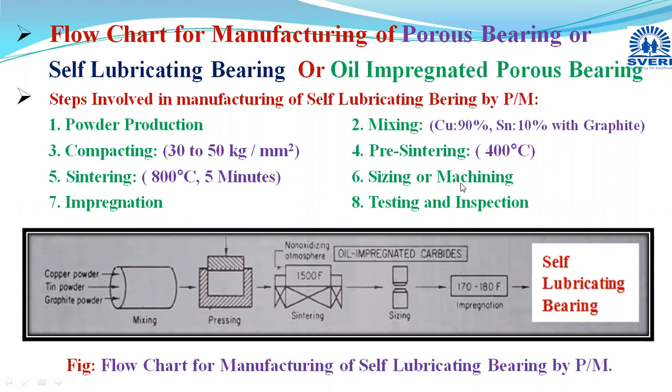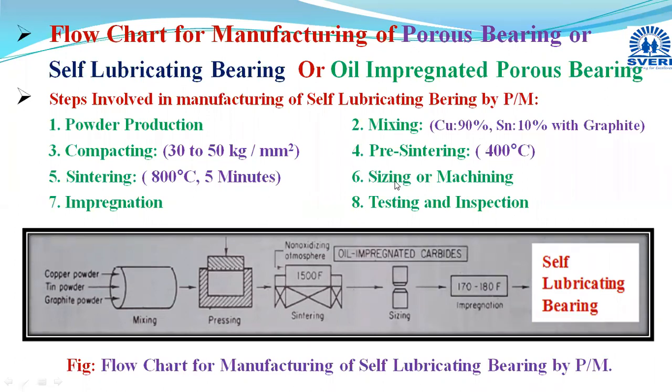stage. Now in this sizing or machining stage, as already discussed, during the sintering process some changes in the shape and size of that component may occur, and to correct it, we do the sizing or machining. Specifically for the manufacturing of this self-lubricating bearing, if pores on the surface are of larger size, then we do the sizing with the help of a master die.